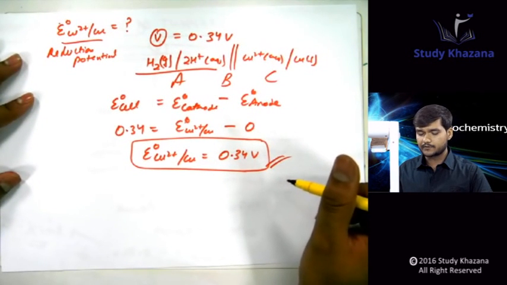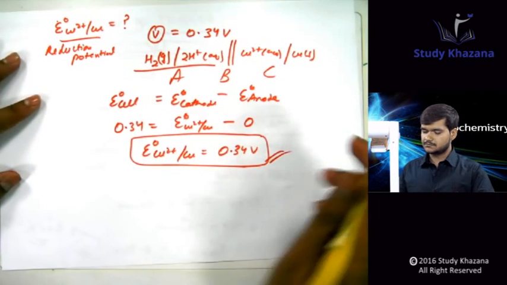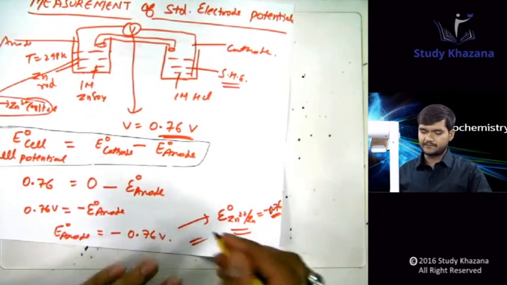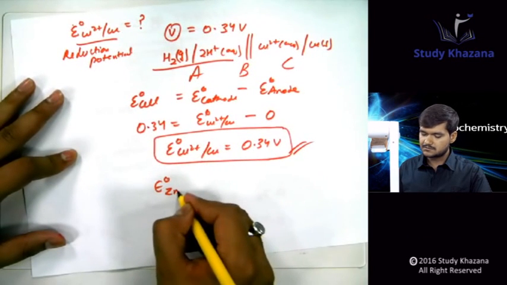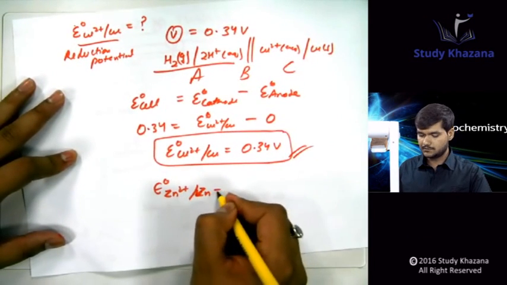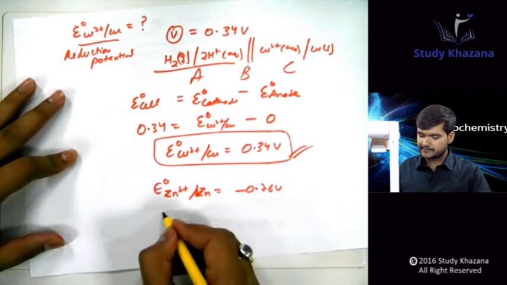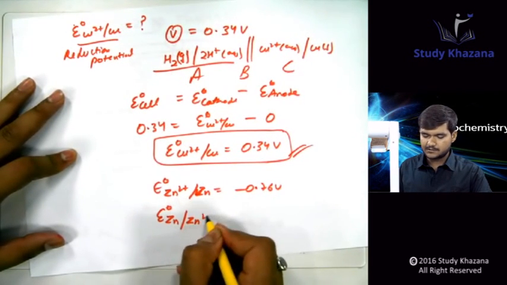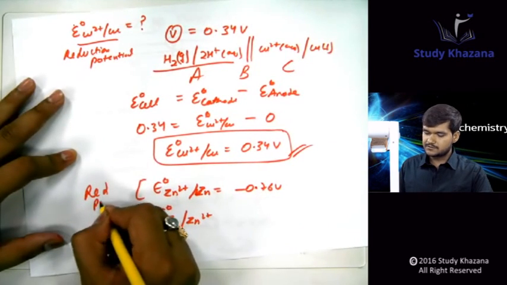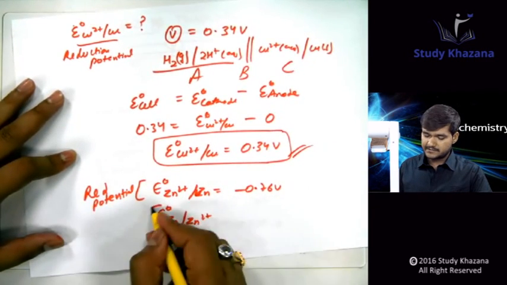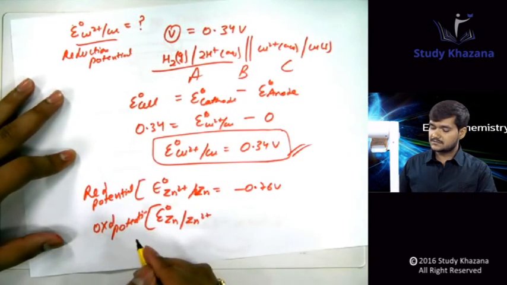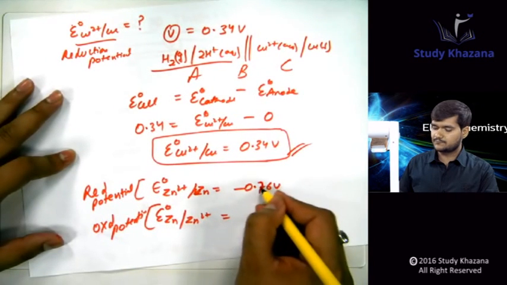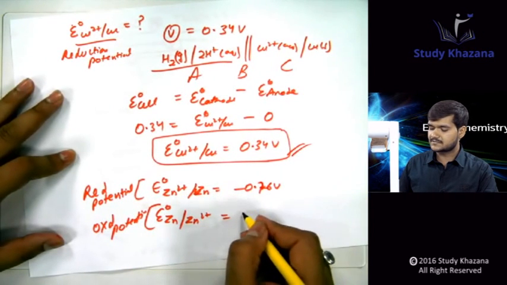I will tell you later. I have told you whether it is oxidation or reduction. Like earlier, I have given you this E naught Zn2 plus to Zn is minus 0.76 volt. If I write E naught Zn2 plus to Zn, this is the reduction potential. And what is the oxidation potential here? If I convert this reduction potential to oxidation potential, the sign will change, minus 0.76 volt will become 0.76 volt.